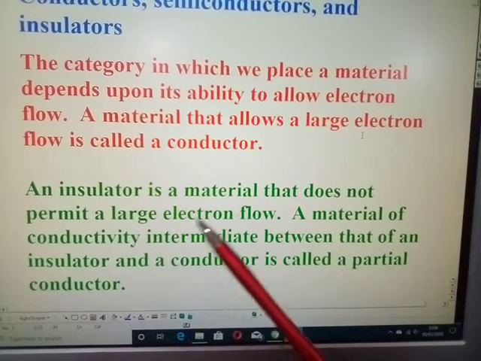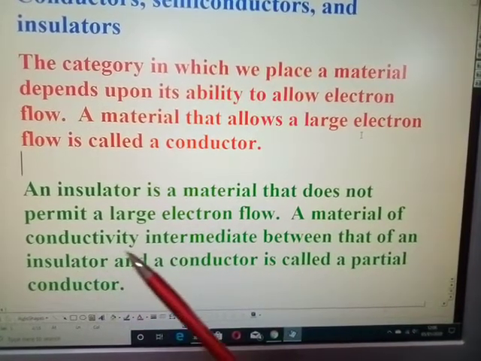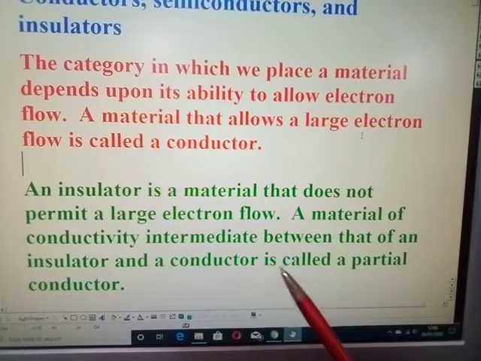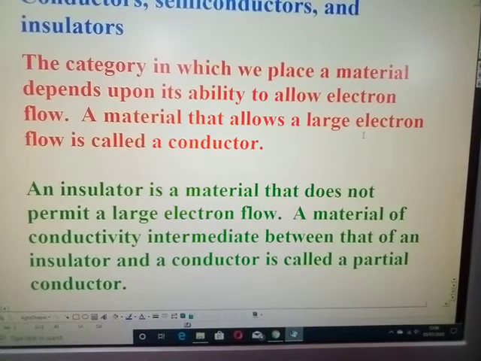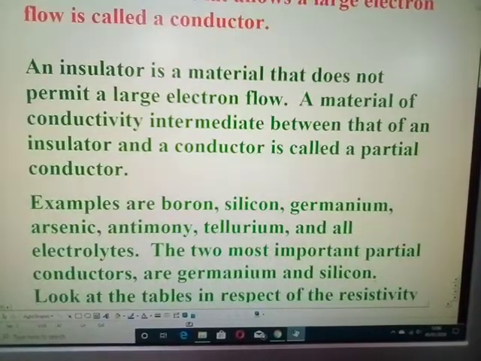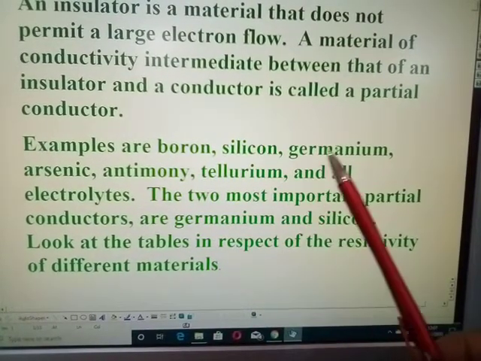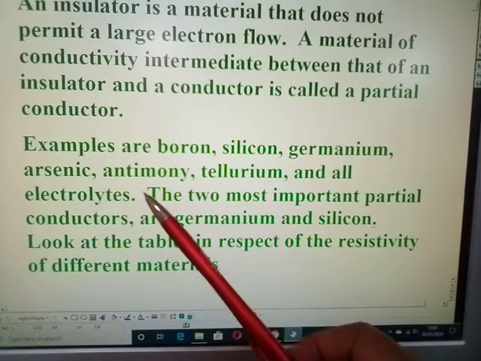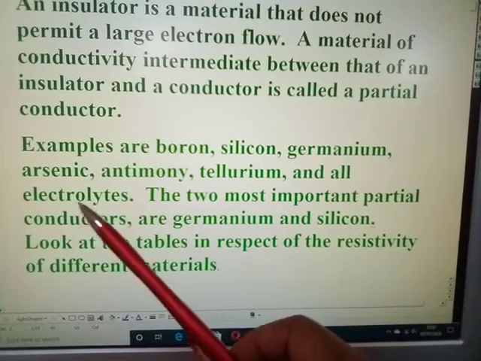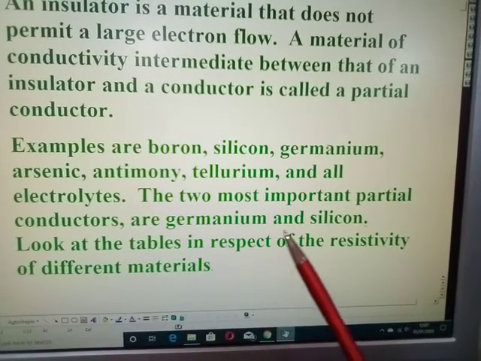Now, an insulator is a material that does not permit a large electron flow. A material of conductivity intermediate between that of an insulator and a conductor is called a partial conductor. Okay? Now, examples are boron, silicon, germanium, arsenic, antimony, tellurium, and all electrolytes. The two most important partial conductors are germanium and silicon.